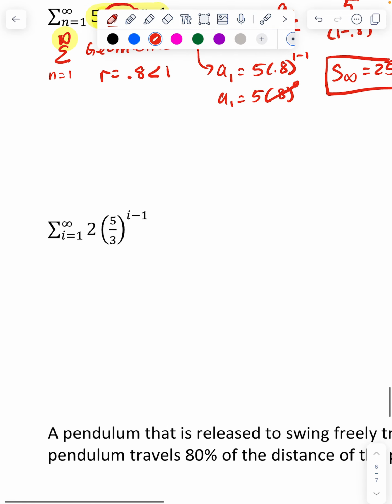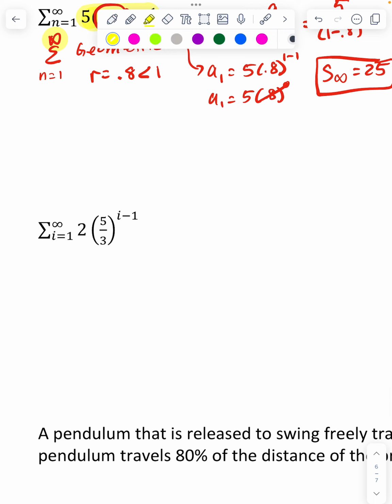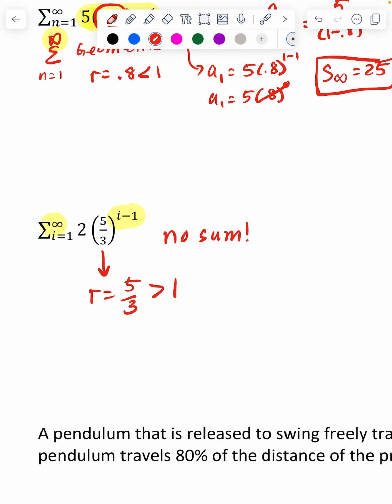Here, I see that it's infinite. I can tell it's geometric because I have my variable in the power. And this one's a little tricky, but take a minute to look at this. R is the thing getting raised to the power. And even though that's a fraction, 5 over 3 is bigger than 1. So this one would keep getting bigger and bigger, and I would have no sum.